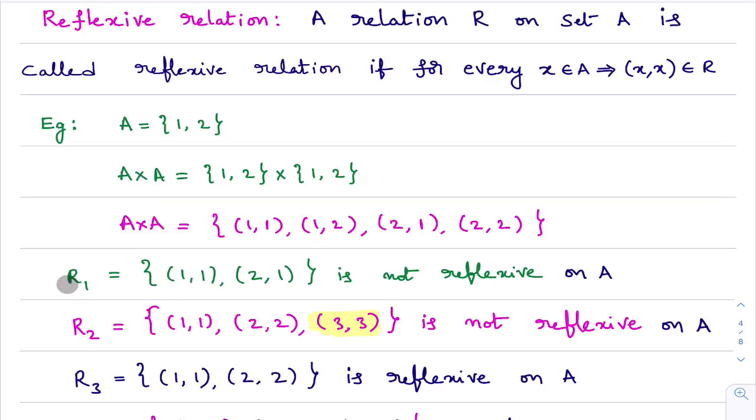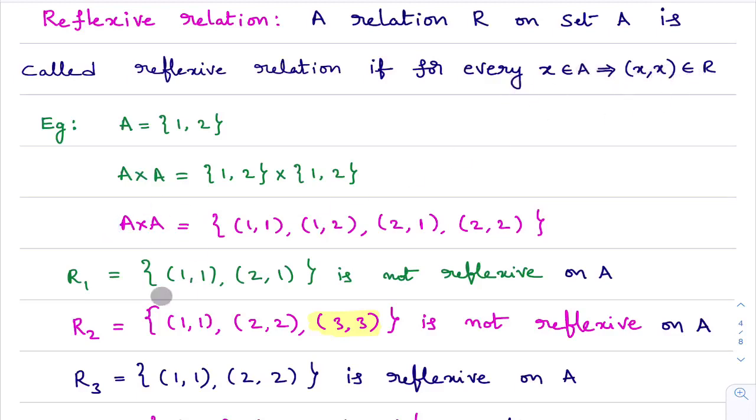From this, we cannot conclude that this is reflexive, because what is important here is that for every x in A, you need to check like that. For every element in set A, you take the first element 1: is the ordered pair 1 comma 1 in this relation? Very good. Now you take the second element 2: is the ordered pair 2 comma 2 in this relation? No. For every x in A, the ordered pair x comma x must belong to R.